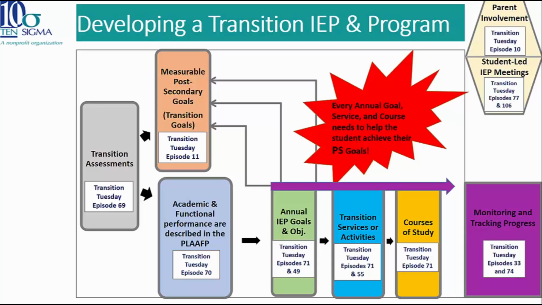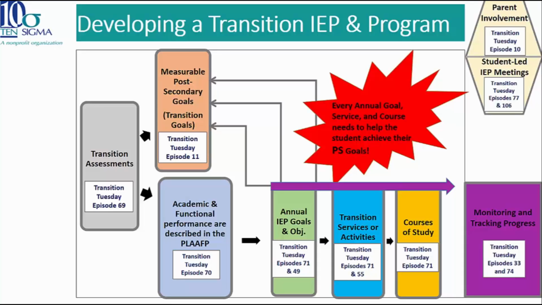Then if you look at the purple arrow pointing to the right, as we discussed, there is a great need to track and monitor the student's progress. Episode 33 focuses on different methods for monitoring progress, and Episode 74 is all about using rubrics to assess, monitor, and report progress.